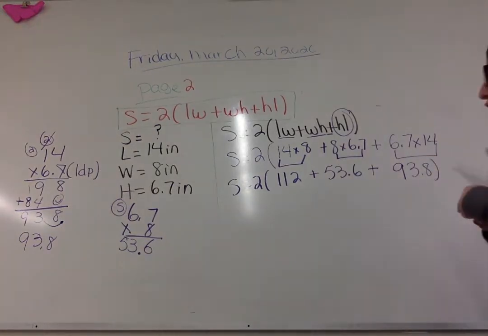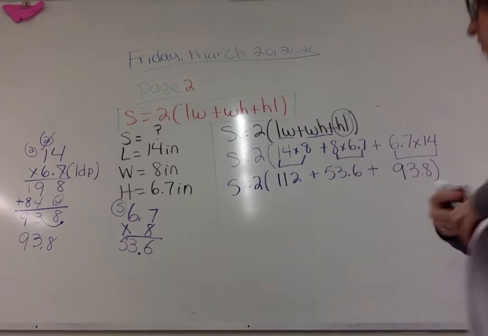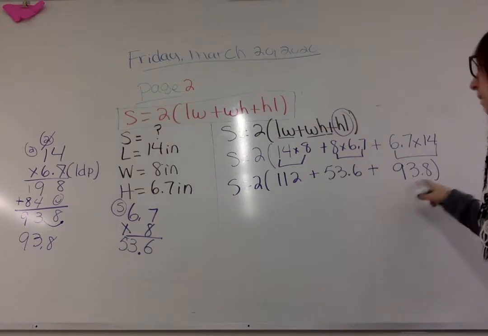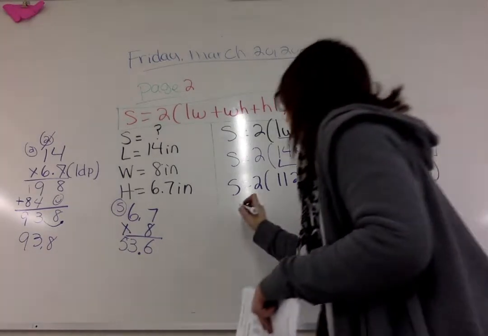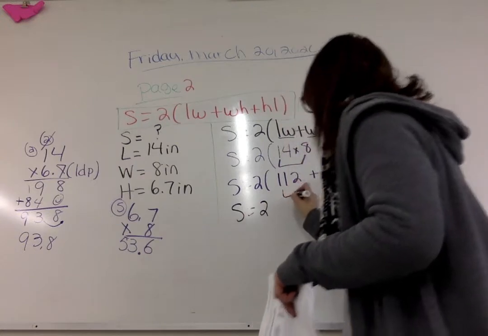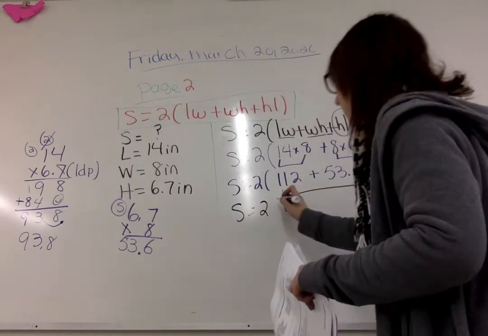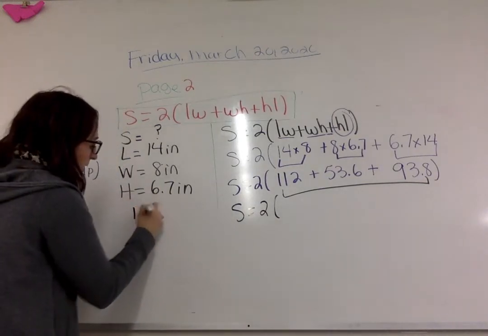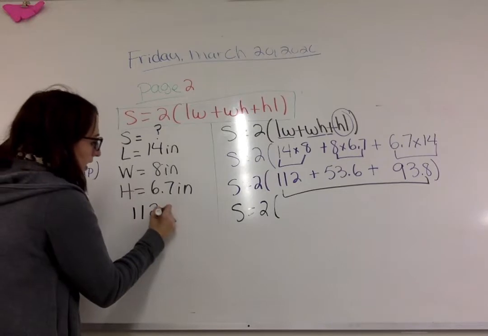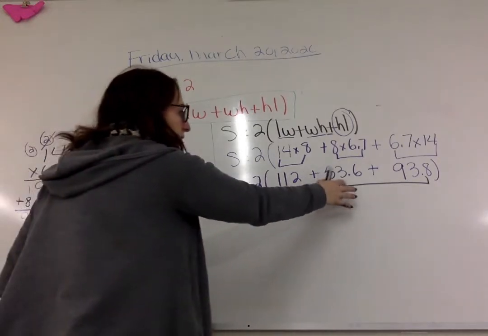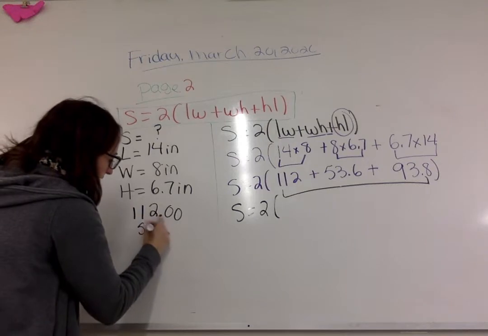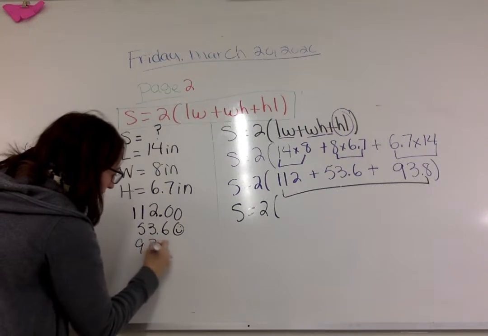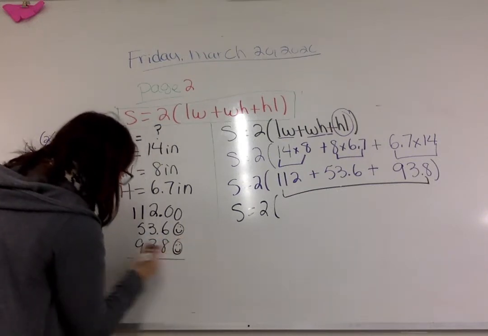Now what I'm simply going to do is add up what's in the parentheses. So I'm going to add 112 plus 53.6 plus 93.8 to get a total sum. So when I add all these numbers up, I'll show you right here what the sum is. Remember, line up your decimal points. 112 is the same as 112.00. 53.6, I got to line it up. There were 2 places. 0.6, I like to put a 0. And then I'm going to line up 93.8, add a 0, decimal, smiley face.